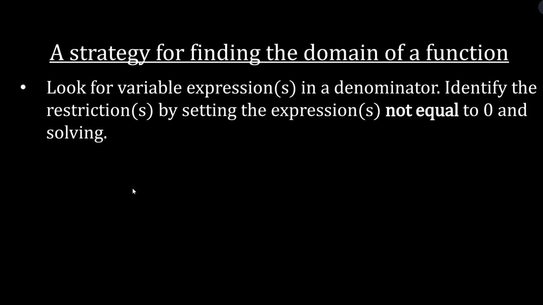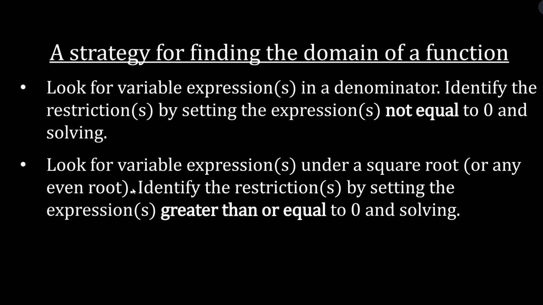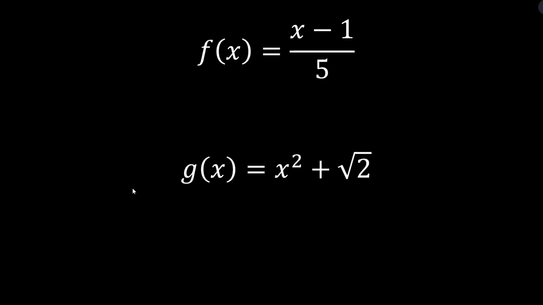That gives us the restriction. We also look for variable expressions under a square root or any even root. That's when we have the potential to have a negative under a square root or even root, right? So we're identifying those, and we can get the restrictions by setting the expressions greater than or equal to 0 and solving. So let's jump into some more examples here.